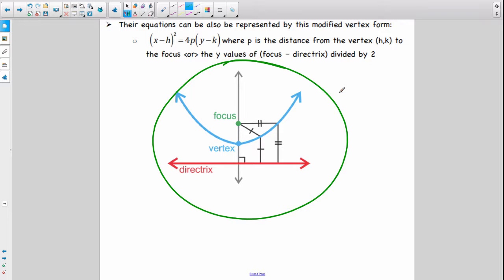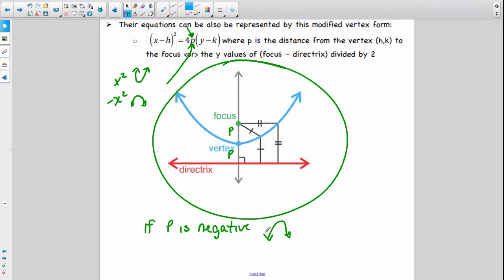Very comfortable. Now, one thing to tell you about p. Since you already know that x squared looks like this, and negative x squared looks like this, I want you to know that this distance p right here, which is part of the equation, if p is negative, we go down. And just the opposite, if it's positive, we go up.